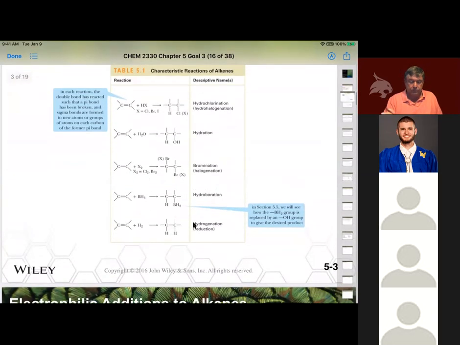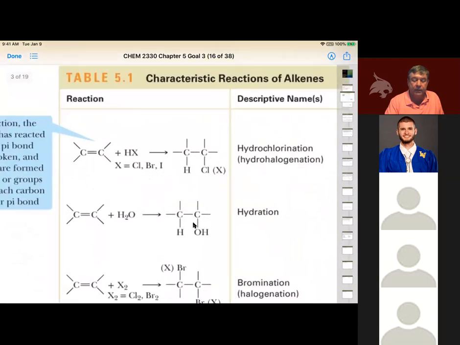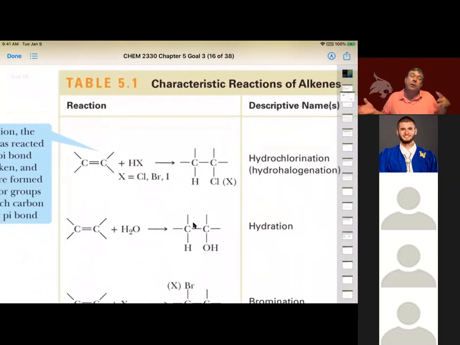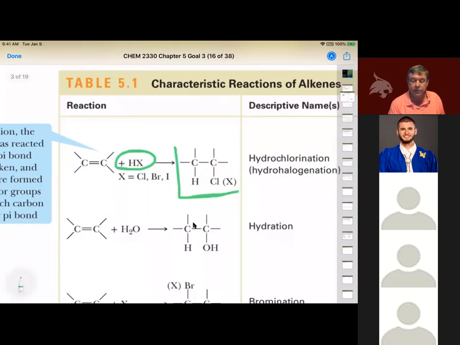We have a wide variety of things we can do, and they all basically go through these same steps and end up doing the same thing. They get rid of the double bond, and you form 2 new sigma bonds. If we have HCl or HBr, an acid right here, we call that hydrohalogenation because we're adding a hydrogen for the hydro and a halogen for the other part of the acid. So this is just adding acid across the double bond, hydrohalogenation.